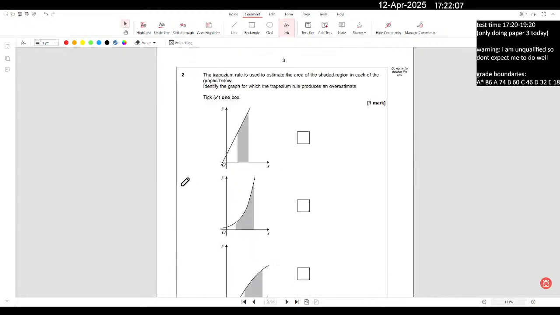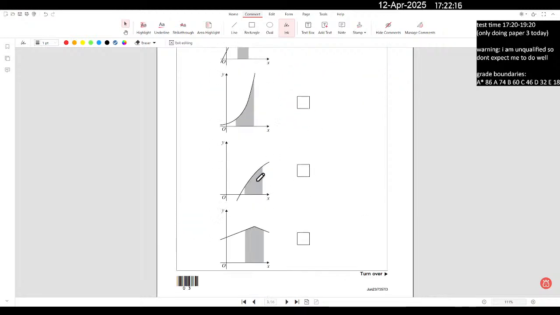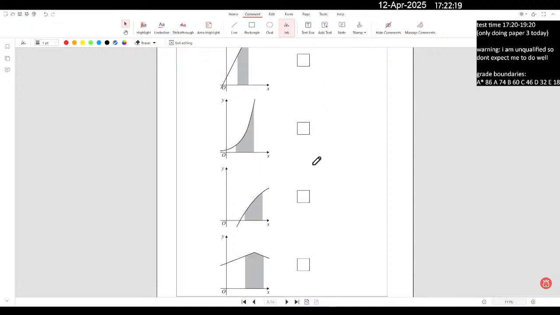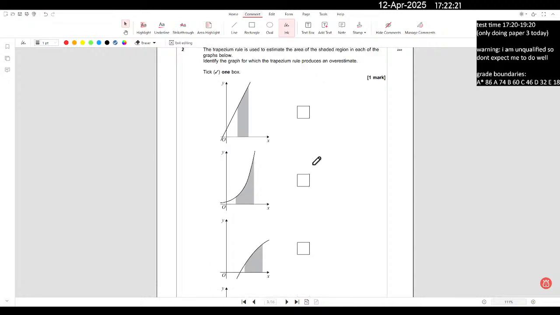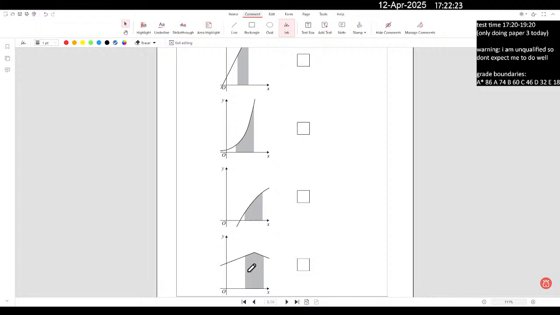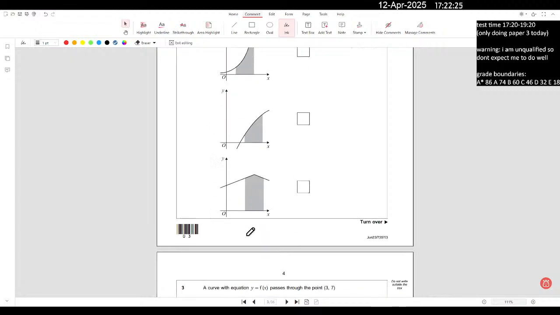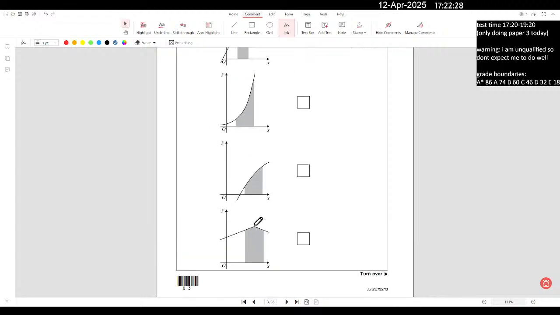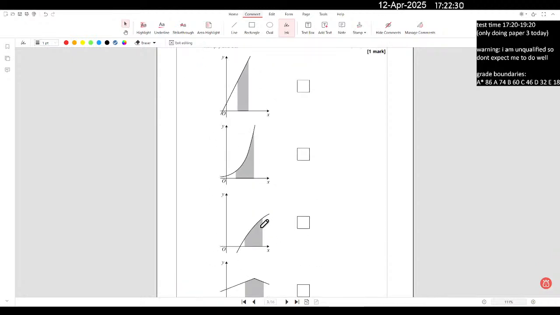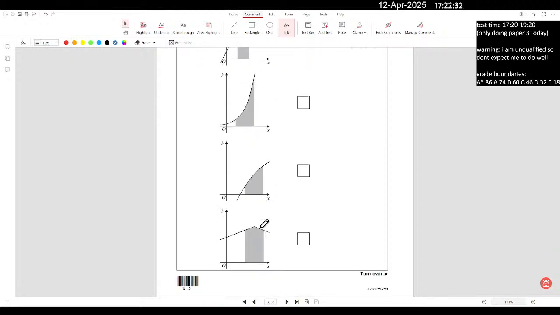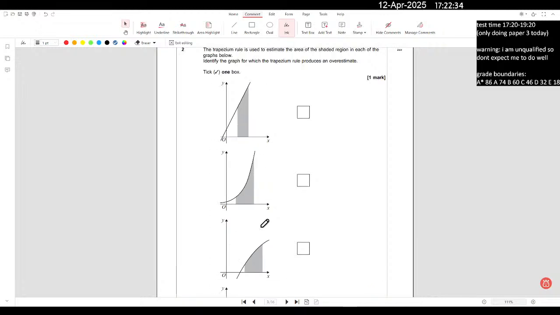The trapezium rule is used to estimate the area of the shaded region in each of the graphs below. Identify the graph for which the trapezium rule produces an overestimate. Well, it's not the first or the last one because they are straight lines. It's not really a curve. So I think it'd be an accurate estimate rather than an over or under. It's either the second or the third one. What would cause an overestimate?